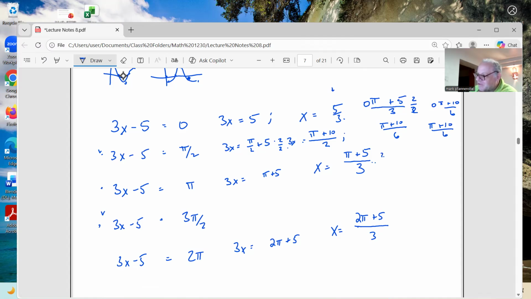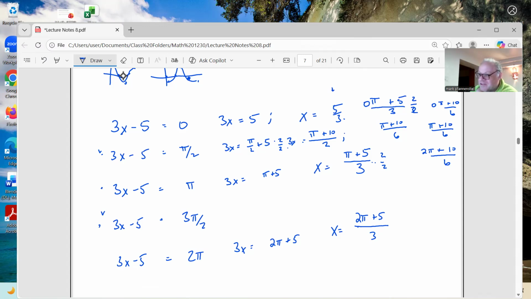Let's go ahead and deal with this one. If I change this one to 6's, we're going to end up with 2 pi plus 10 divided by 6. And I will bet that you're going to feel like Dora the Explorer again, right? Do you see a pattern yet? I'll bet you do. So we can look at this: 0 pi plus 10 over 6, 1 pi plus 10 over 6, 2 pi plus 10 over 6. I wonder if we're going to have a 3 pi plus 10 over 6.